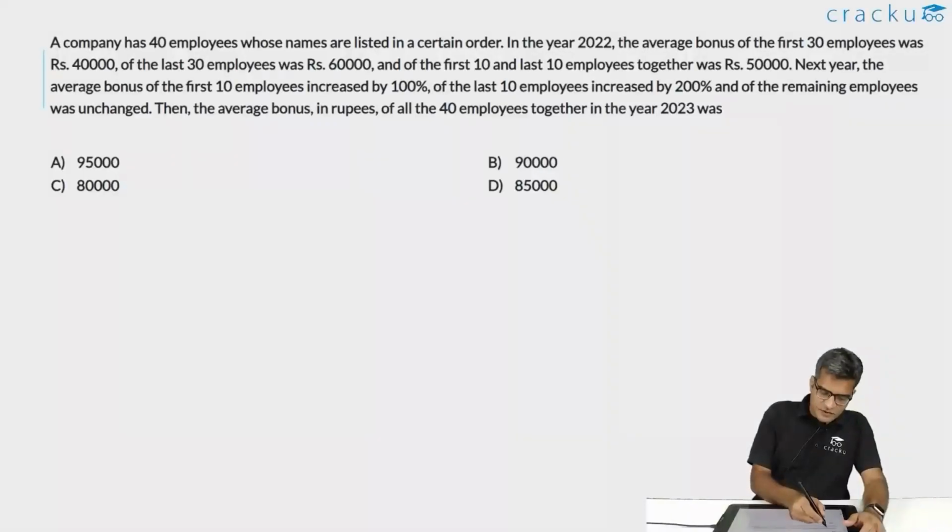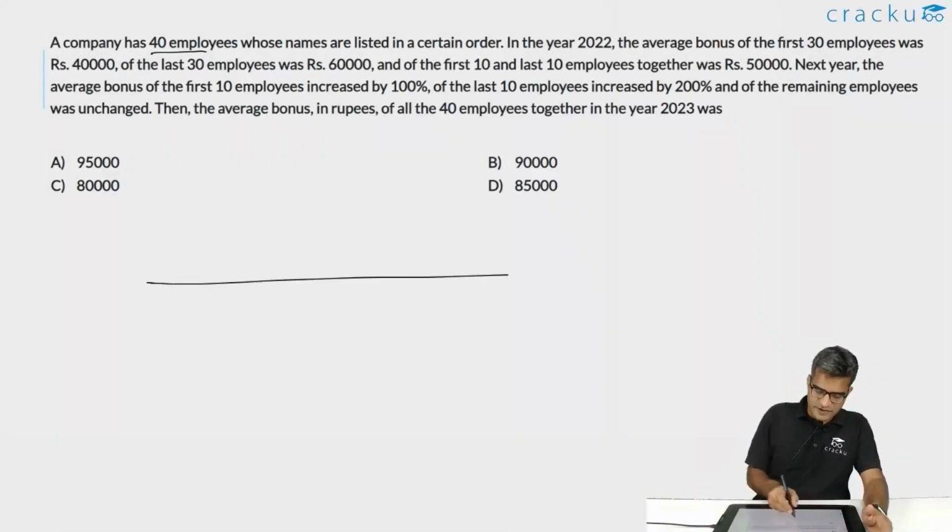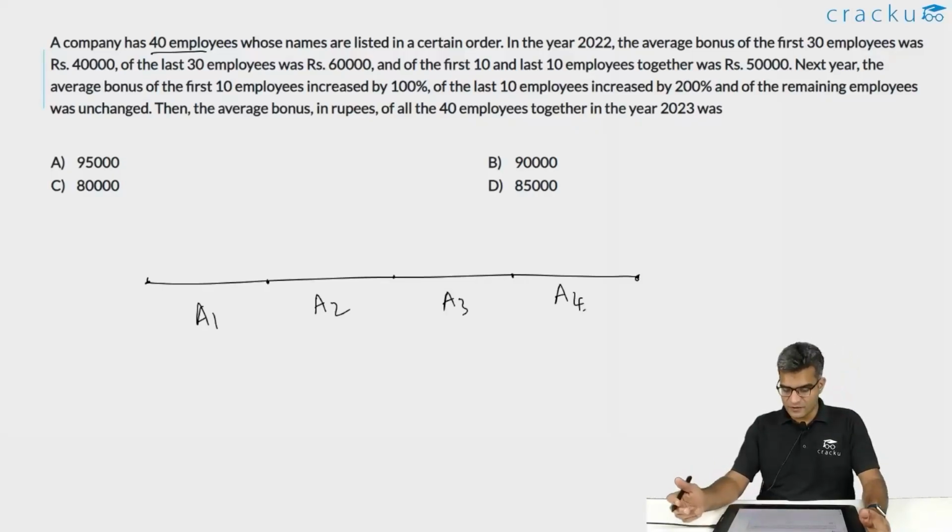In this question, we are told that there is a company which has 40 employees. They are listed in a certain order. So these are the 40 employees, let us assume. Let the average of the first 10 employees be A1. Let the average of the next 10 employees be A2. Let the average of the next 10 employees be A3. And let the average of the last 10 employees, the bonus that they received, be equal to A4.